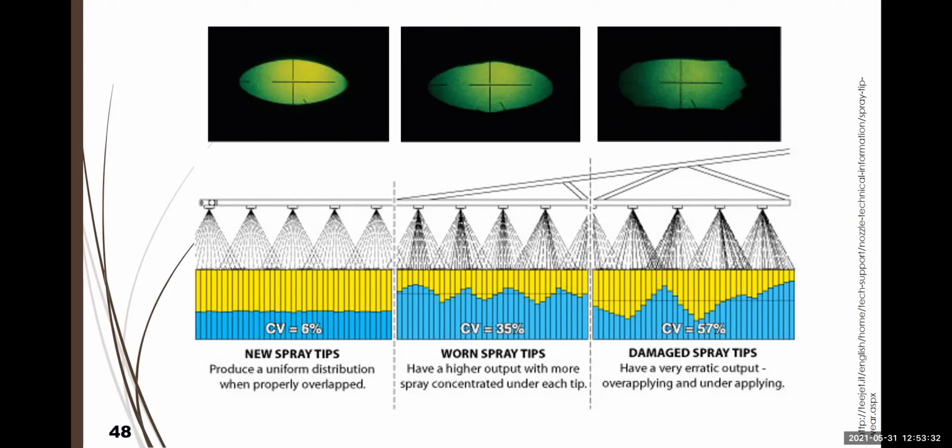If you have worn out spray tips, ni yang hujung eh, yang spray tip yang keluar tu, the probability that you have excessive application is very high. You can see here, the CV is about 35%. Yeah, 35% is more than half of that. So meaning that there is something wrong with the nozzle. So the recommendation is to have less than 6% is the best.